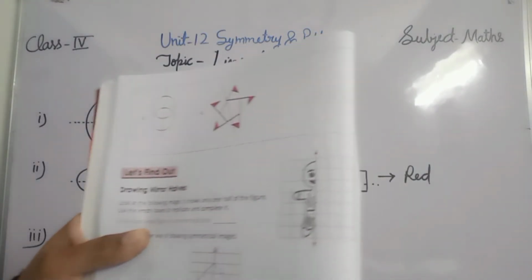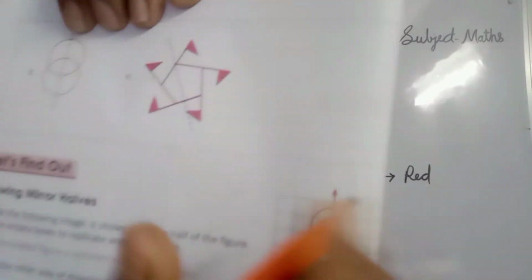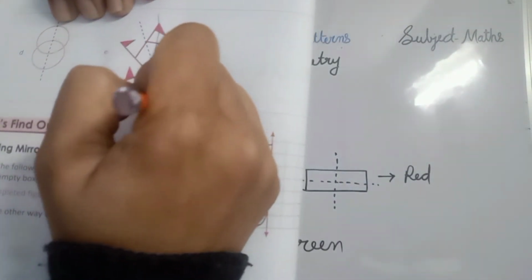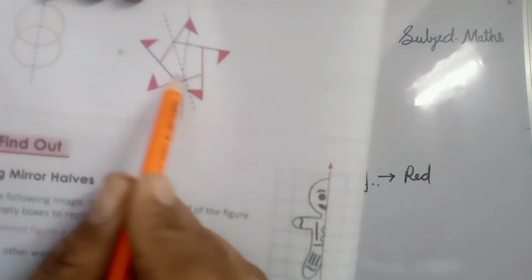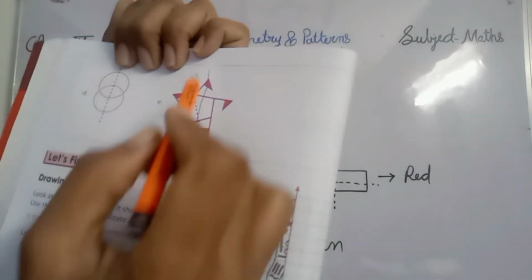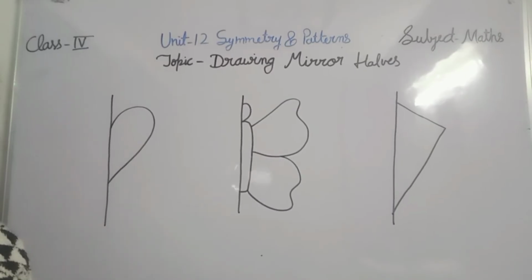So where can you draw the line of symmetry here? See here, where you will draw. If you divide this star from here, then it will be the correct line of symmetry. You will get the similar part from both sides. Okay, so you have to make it correct. Okay, clear? So now drawing mirror halves.